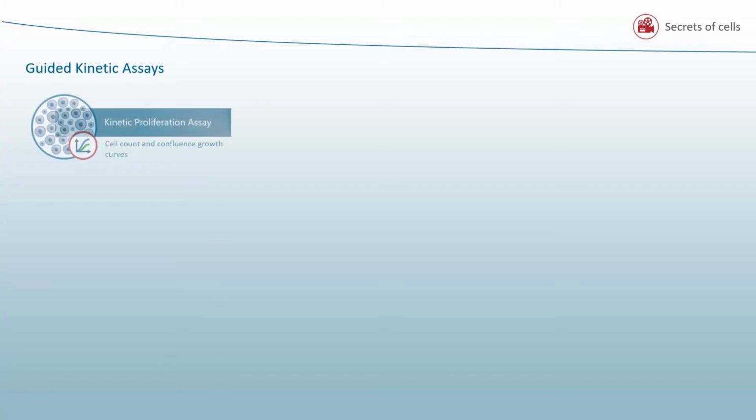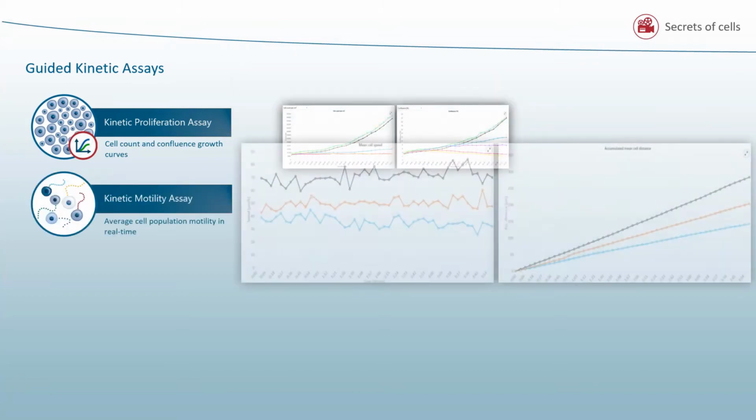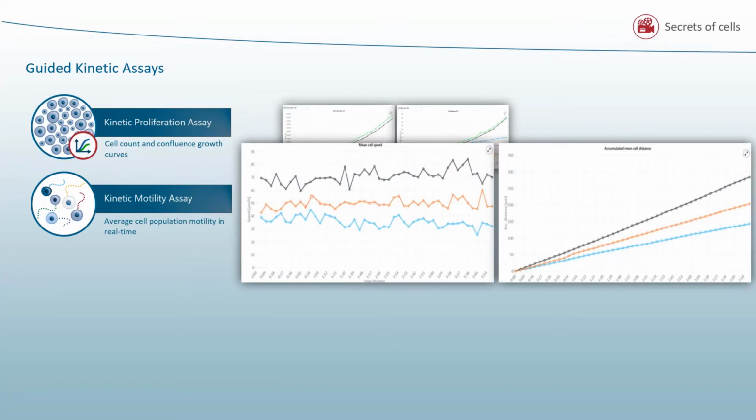Next, we have kinetic assays, where you can easily study your cell populations. With the cell kinetic proliferation application, you get cell growth curves in cell count and confluence. Thus, you can compare your cell treatments or different cell types to each other. With the kinetic cell motility application, you get information on how fast and how far away your cells move. Again, you can compare your treatments or different cell types.